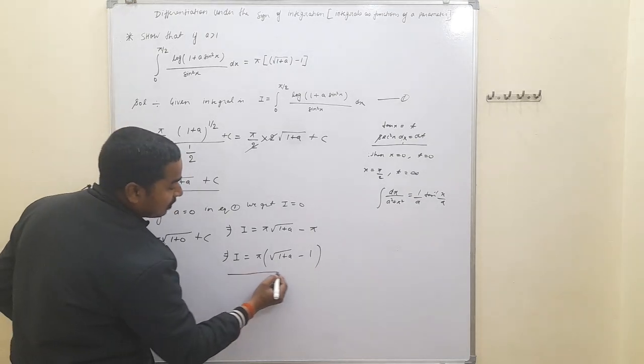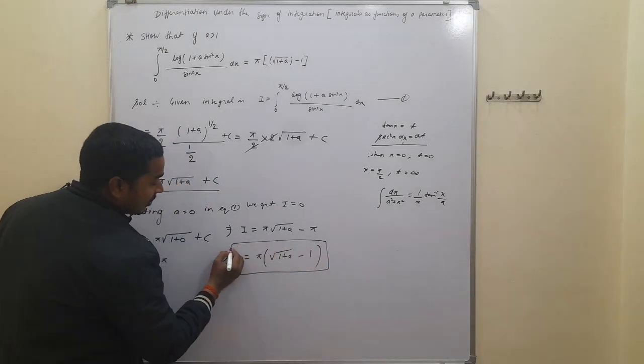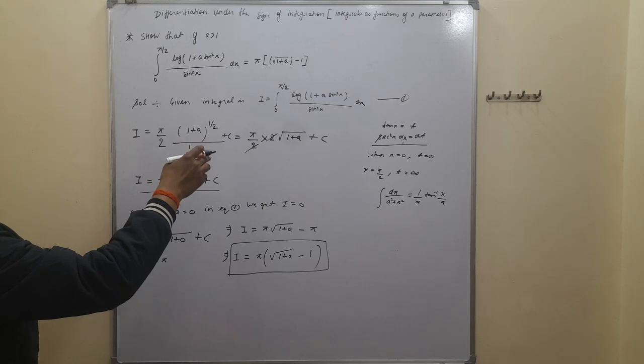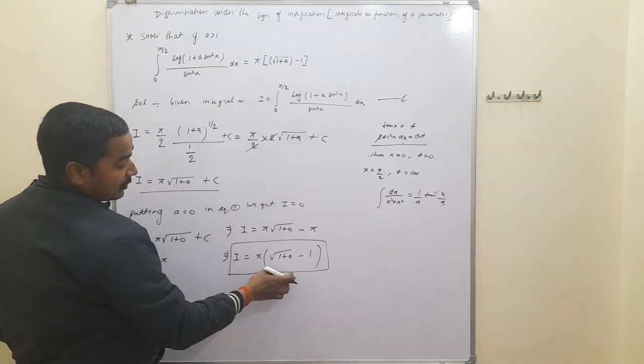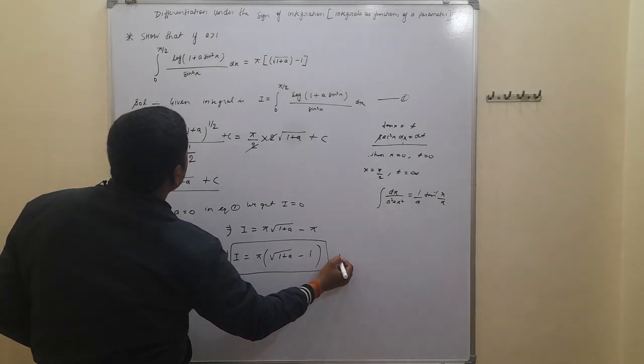This is the required solution of the given problem, which we had to prove. This is pi times under root of 1 plus a minus 1. This is equal to RHS.